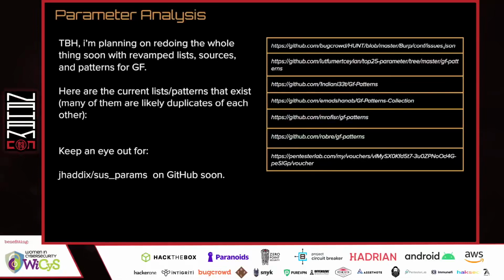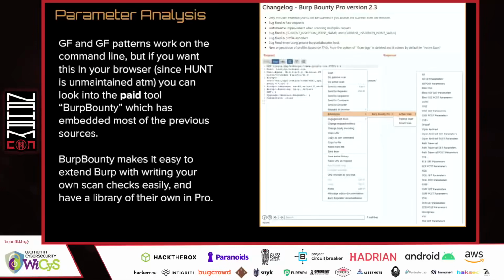So I am going to clean it all up and also add some new sources that I've been parsing this week. Keep an eye out for jhaddix/sus_params on GitHub. That's where it'll be. And I'll have both verbatim lists of parameters as well as GF pattern JSON files for you to use with that.